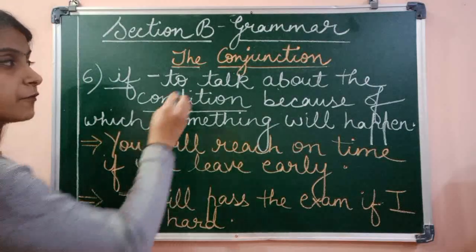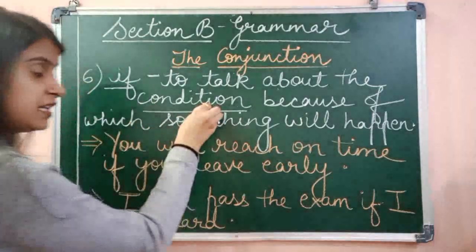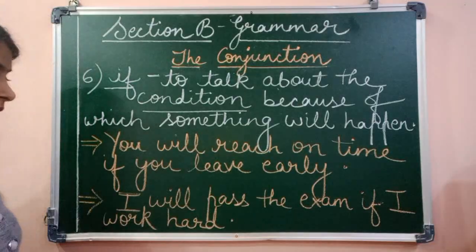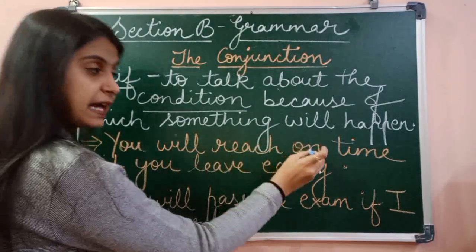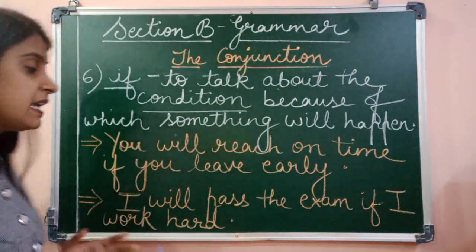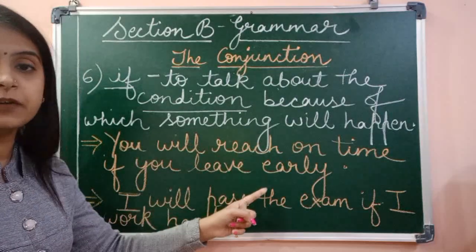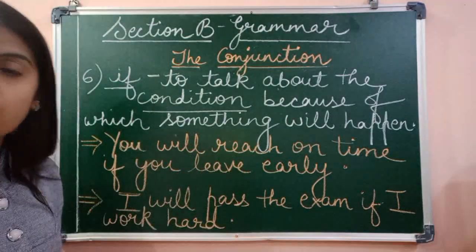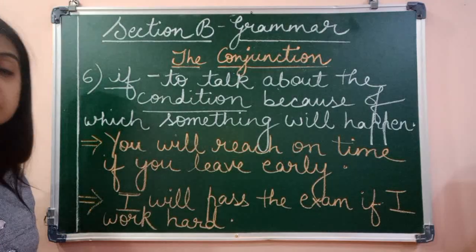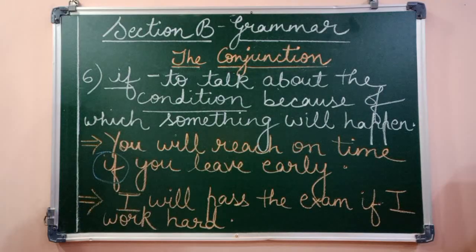Okay. Next in the row we have conjunction if. If is used when we talk about the condition, right? When we talk about the condition because of which something will happen. For example, you will reach on time. Now, there is a condition. How can you reach on time? If you leave early. Okay, so the condition is if you leave early, then only you will reach on time. So when we have to talk about the condition, we use the conjunction if. So you can see if is used here, right?